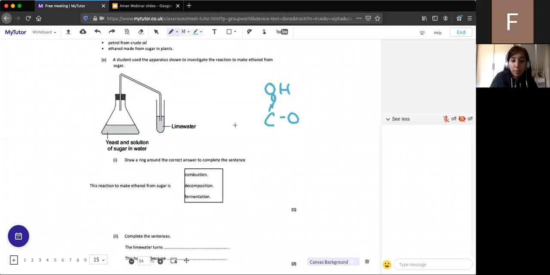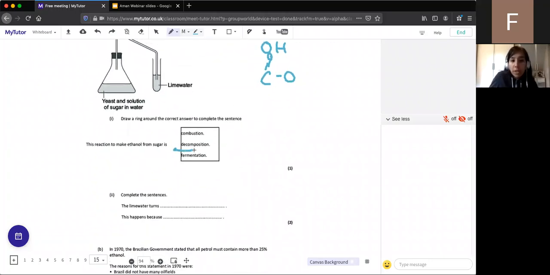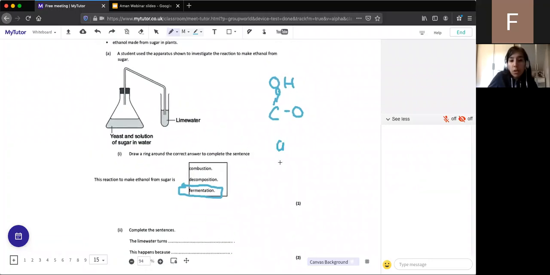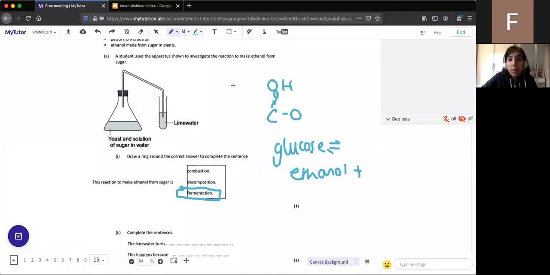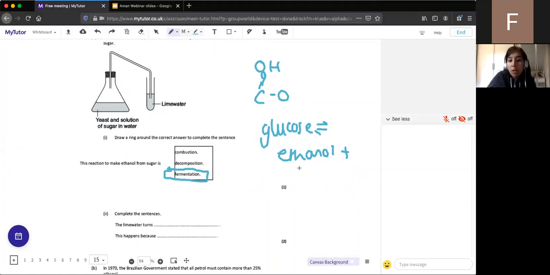Well done. Do you remember in fermentation, what's also given off? So we get glucose, reversible reaction, produces ethanol and one other product. Does anyone remember what that other product was? The clue is that there's lime water there. So why would there be lime water? Good, it's carbon dioxide. Excellent. So we get ethanol and carbon dioxide produced when we ferment it.